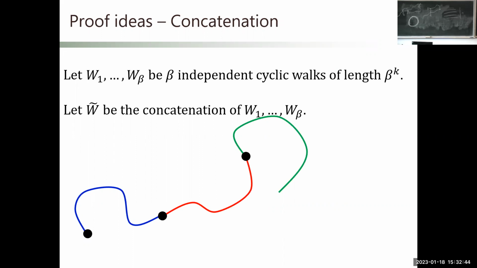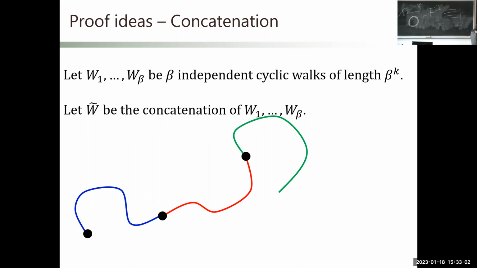But of course, this is not a cyclic random walk, because in here you forgot about interactions between different parts of the walk, right?